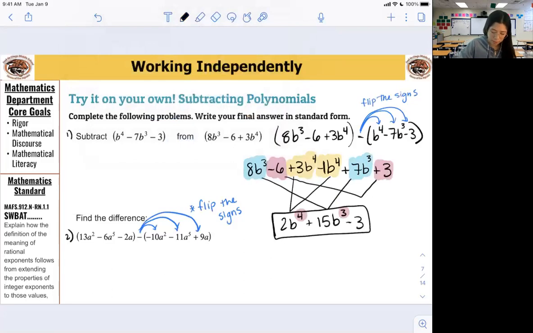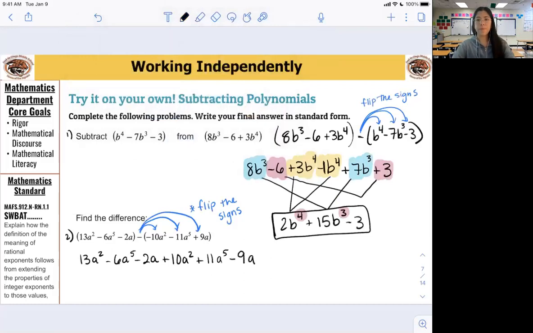All right, so we flip the sign, and here we go. First one stays the same, 13a squared minus 6a to the power of 5 minus 2a. But now on my second one, I have positive 10a squared, positive 11a to the power of 5, and negative 9a. Okay, any questions so far on this one?